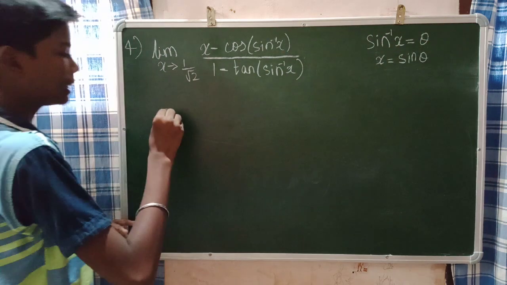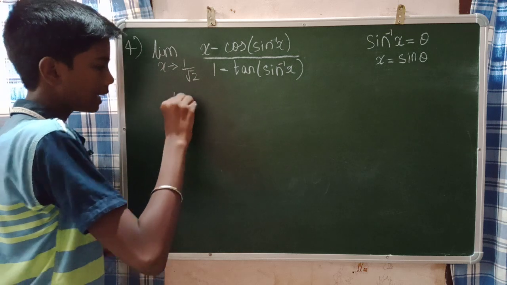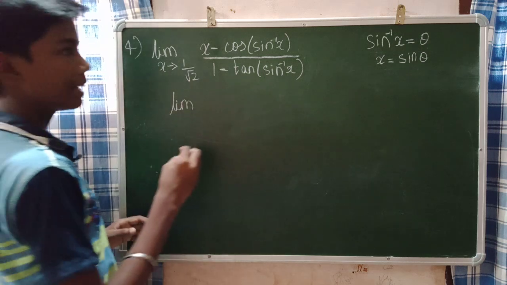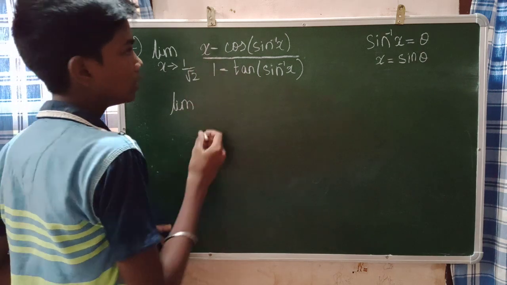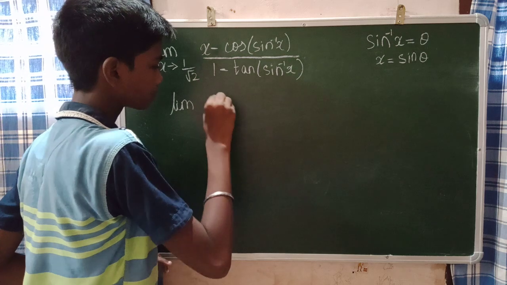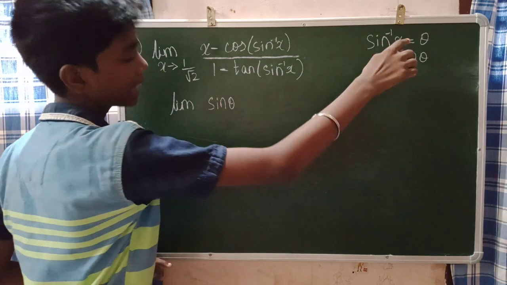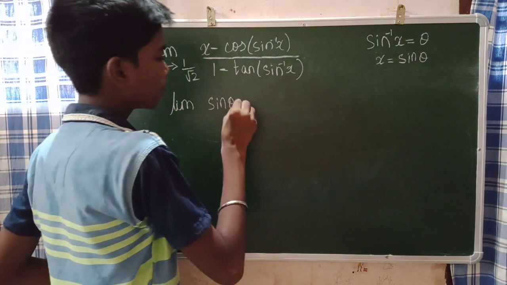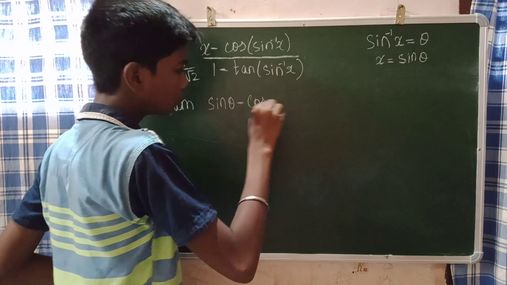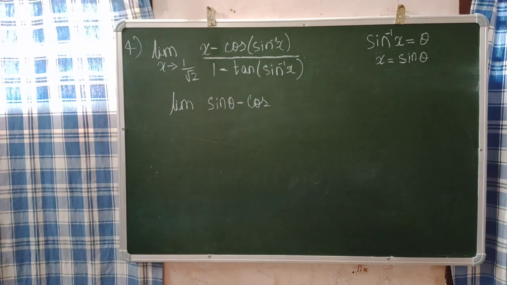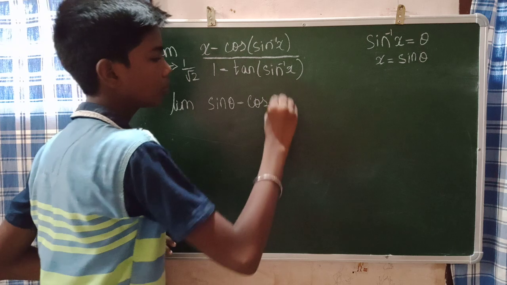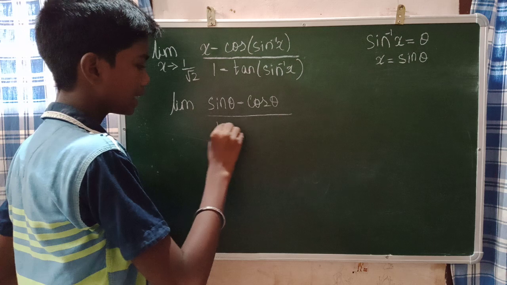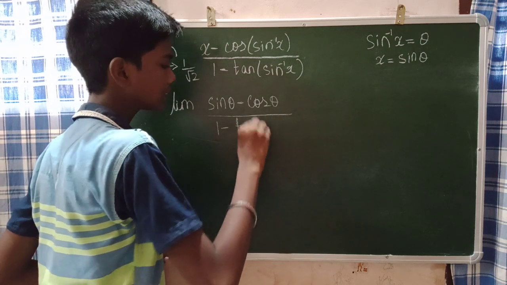So what will happen is, listen carefully, I can write the same limit as, guys, now you should listen very carefully. So I will get, what is your x? Your x is nothing but sine theta, because if sine inverse of x is equal to theta, then x will be sine theta. So I am having x, so sine theta. Then minus of cos into sine inverse of x, which is in terms of theta, now only I took it. Then divided by 1 minus tan of sine inverse of x. What is sine inverse of x? Theta.